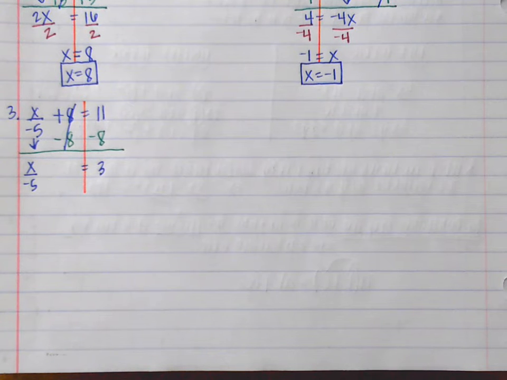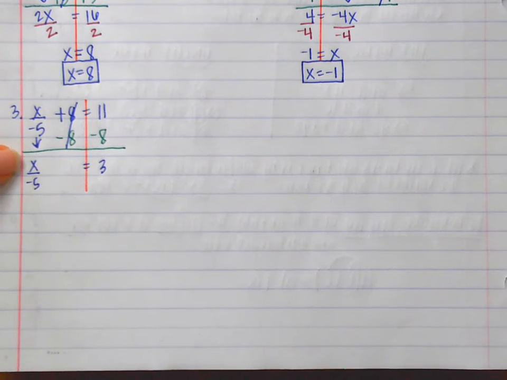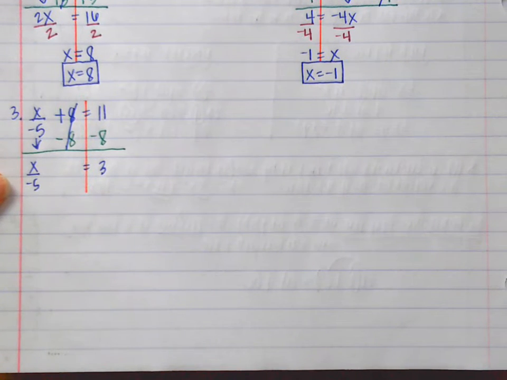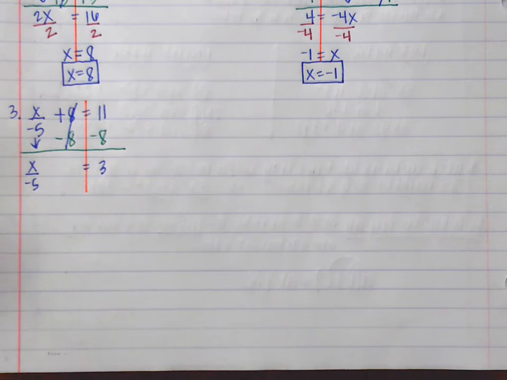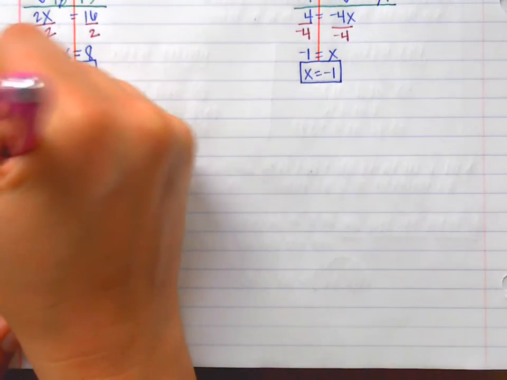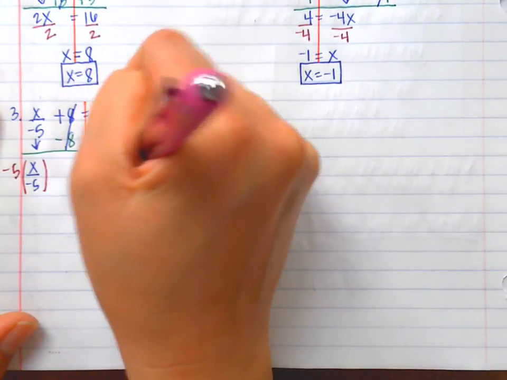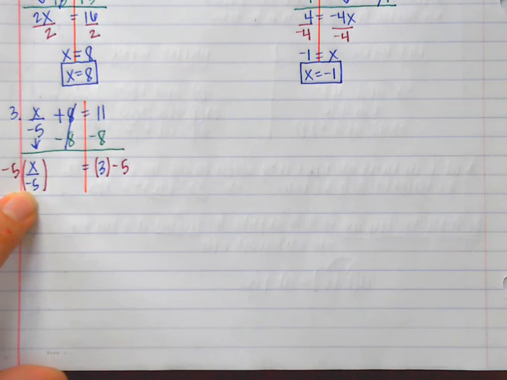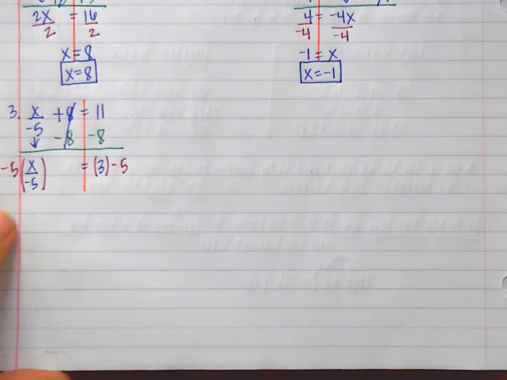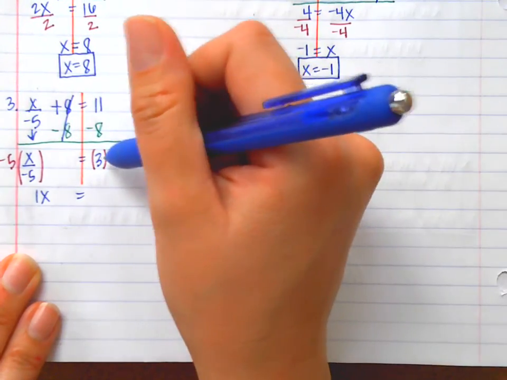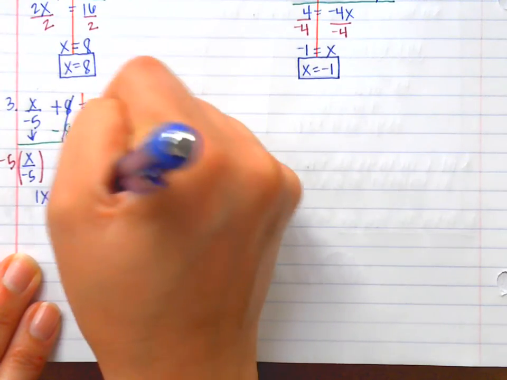Okay, so then my next step is to undo the multiplication or division. Now with this, I have x divided by -5. So how am I going to undo this division on this left side? Well, the opposite of division is multiplication. So to undo the division, I'm going to multiply both sides by -5, because -5 divided by -5 is 1. Again, that's what we want, 1x. And then 3 times -5, remember we're multiplying, so 3 times -5 is -15.